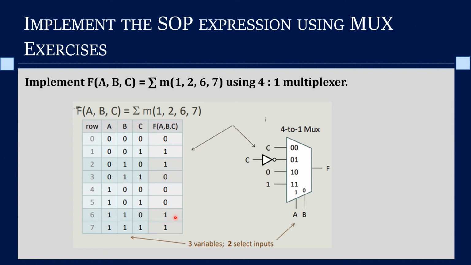Okay. So now let's look into this 4:1 multiplexer. The 0, 0 combination should be connected to C. The 0, 1 combination should be connected to C complement. The 1, 0 combination should be connected to logic 0, and the 1, 1 combination should be connected to logic 1. Okay, so with the help of a 4:1 multiplexer, we can implement this 3 variable SOP expression.